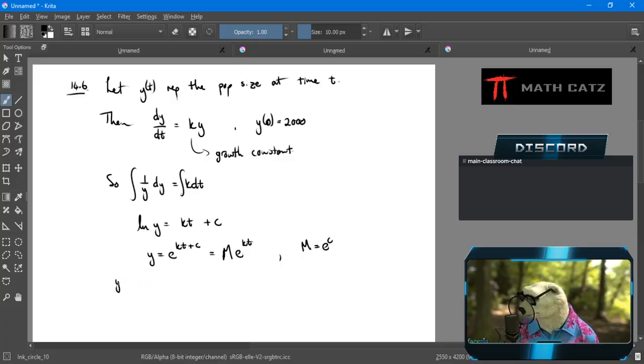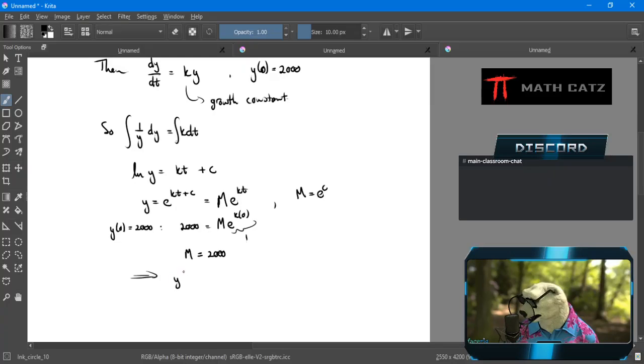Then I use the fact that the initial population is 2,000, plug that in. So it's really just a formality that I can memorize to a large degree. I get 2,000 equal to m times e to the k times 0, regardless, that's a 1. So m is equal to 2,000. Big surprise, I knew it was the initial population. And so my function is y equals 2,000 e to the kt.